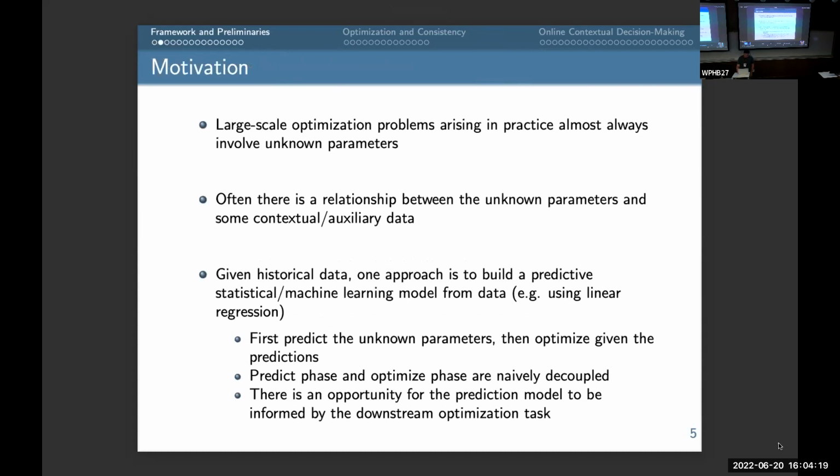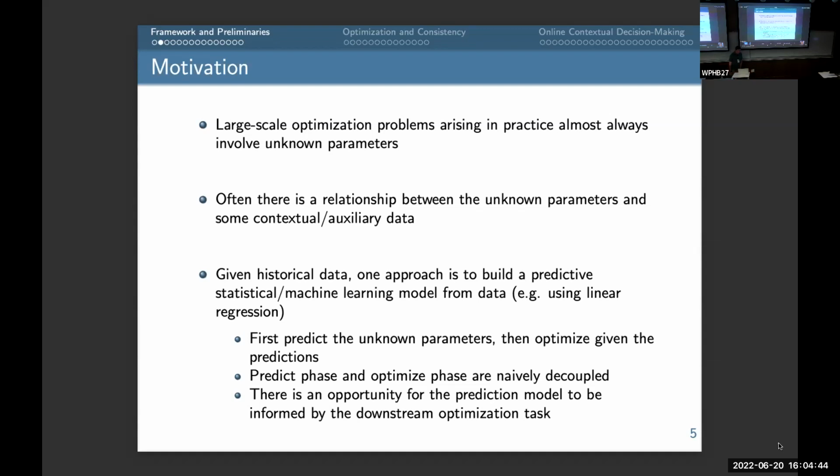As we know from many of the talks today, essentially all of them, large-scale optimization problems arising in practice almost always involve unknown parameters that can be predicted based on contextual information. The classic approach here is the predict-and-optimize approach, where we first predict the unknown parameters and then optimize given the predictions. Classically, these 2 phases, prediction and optimization, are completely decoupled.